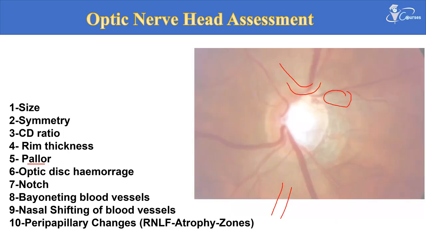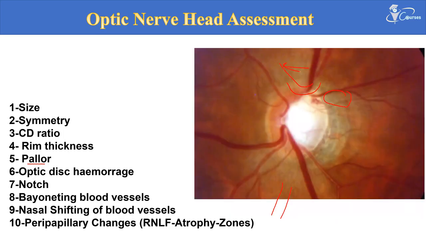Nasal shift of the blood vessels will also be a sign of glaucomatous damage. You see here the major arcades: the upper temporal, lower temporal, upper nasal, lower nasal will be more shifted nasally. And also there are the peripapillary changes.